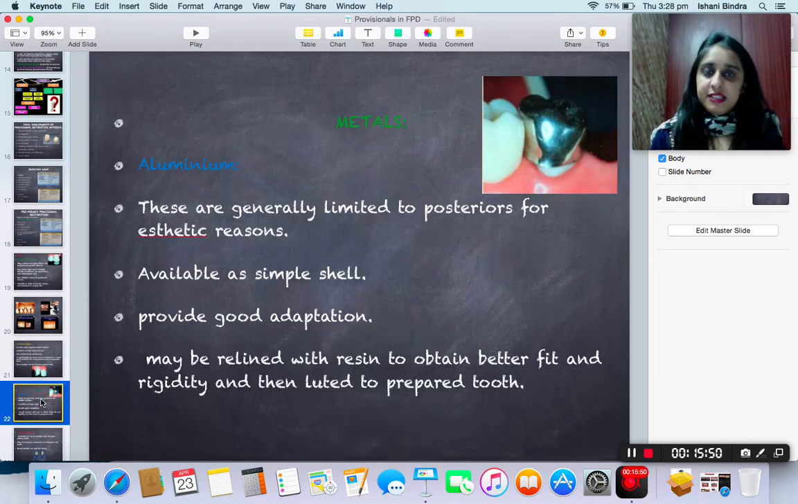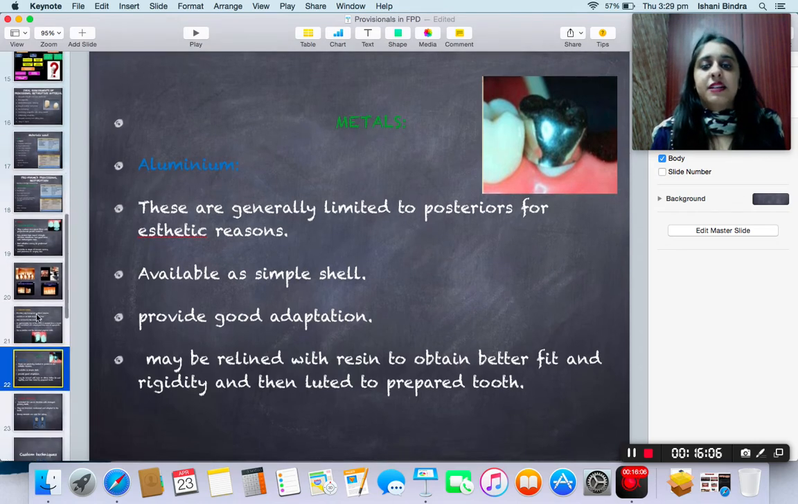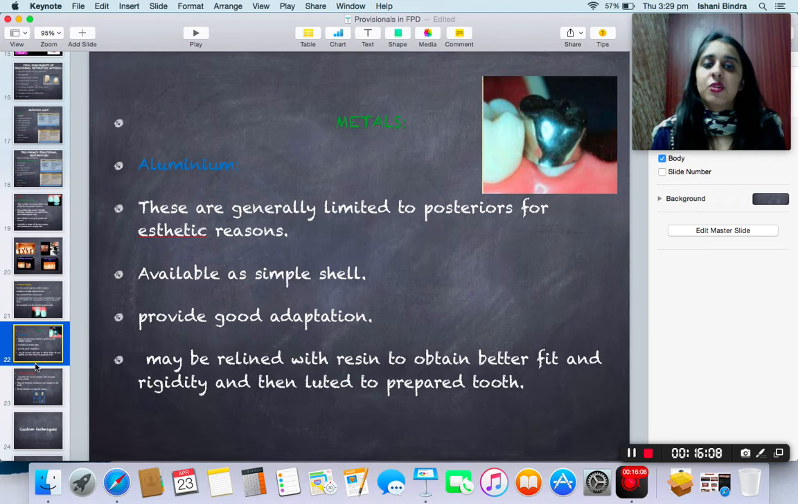Coming on to the next material, these are metal based. Aluminium is generally limited to posterior teeth for aesthetics. Obviously we cannot give this metal crown in the anterior region. It is available as a simple shell. Again, it provides good adaptation and may be relined with resin to obtain a better fit and rigidity before luting it onto the prepared tooth.